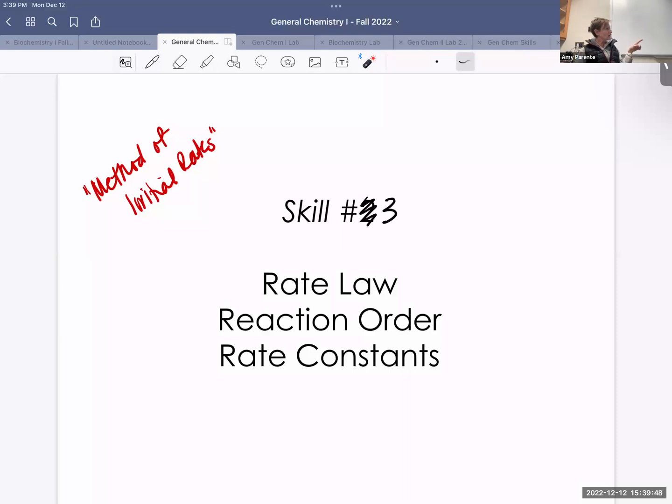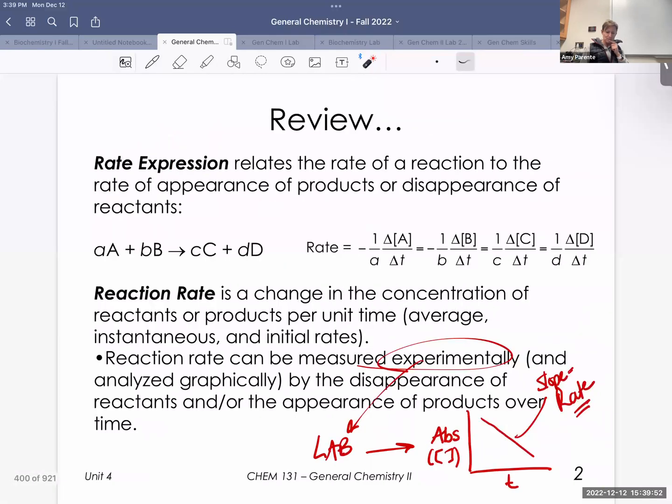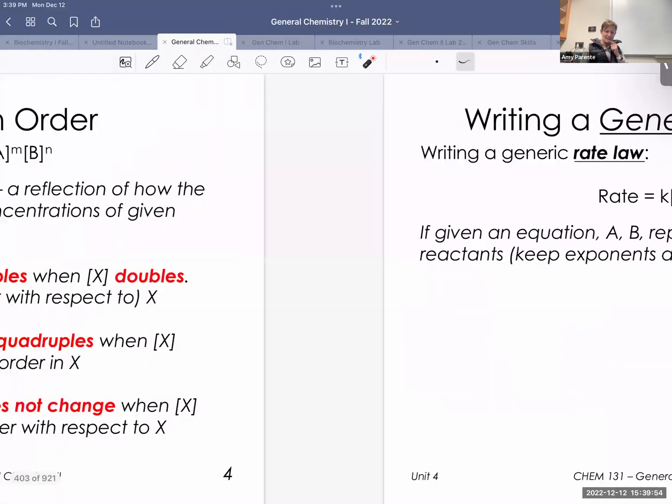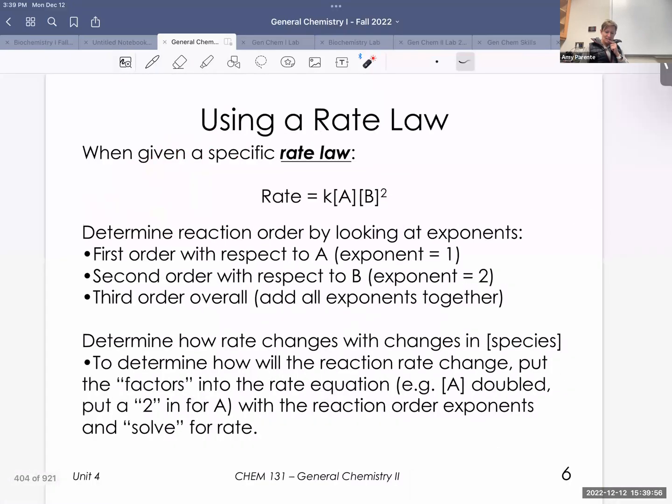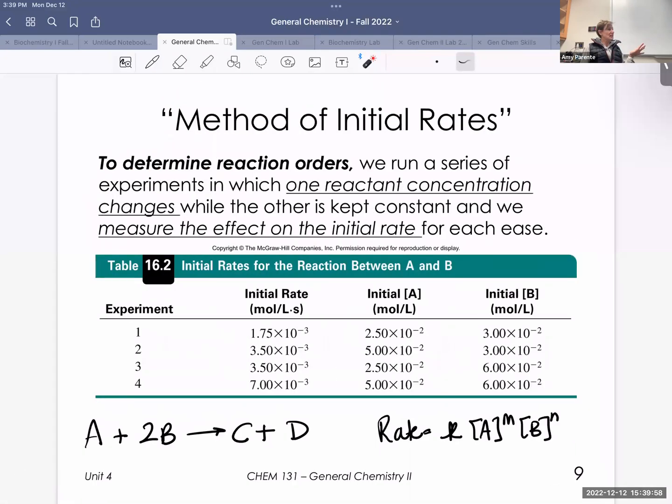So when you're doing rate law, reaction order, method of initial rates, right? This is where we're going to be seeing tables of data, and you're asked to write a rate law, right?